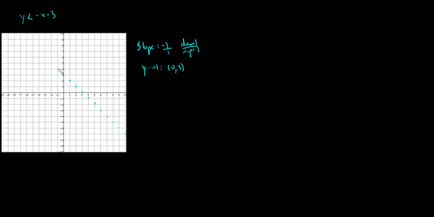And I can go backwards as well. Up one, left one, up one, left one, up one, left one. Now, remember there's two differences. The first one I got to think about is how I'm connecting these points. Is it a solid or dashed line?